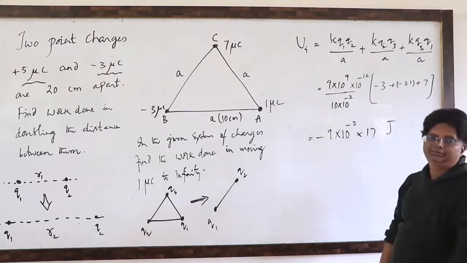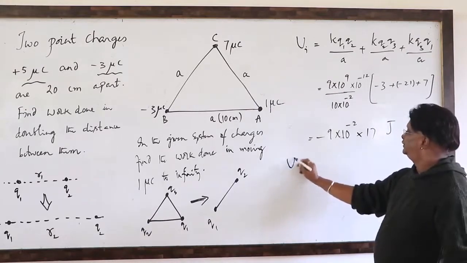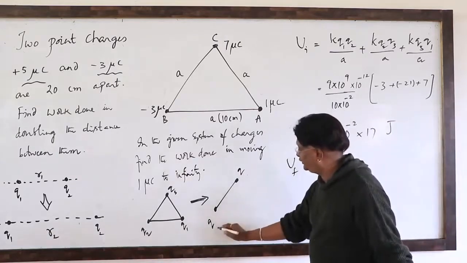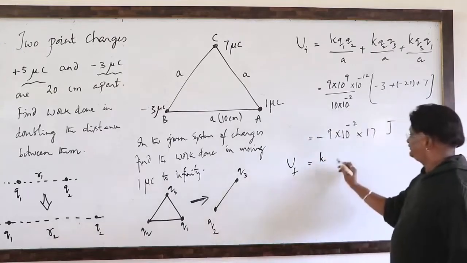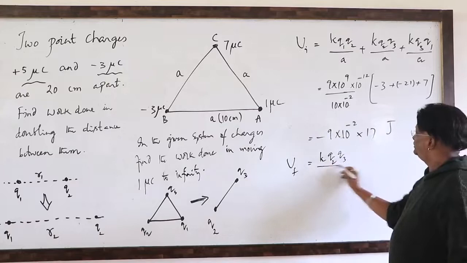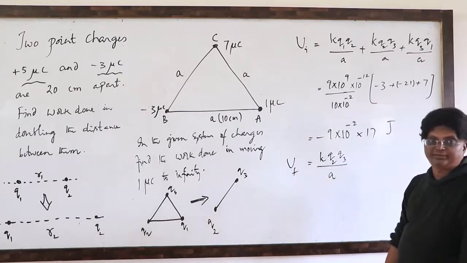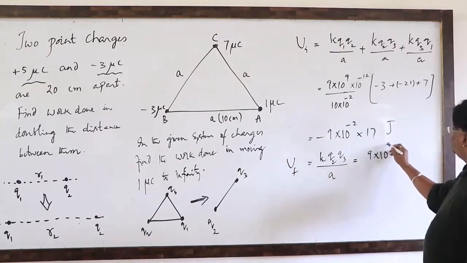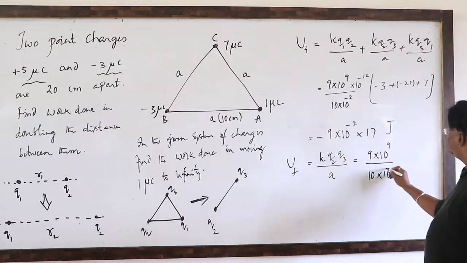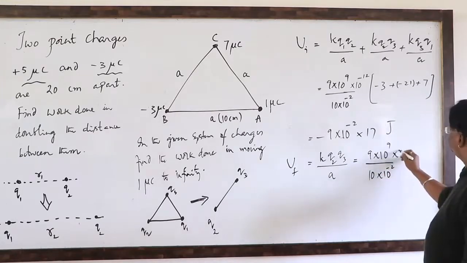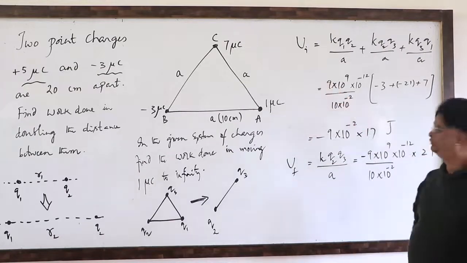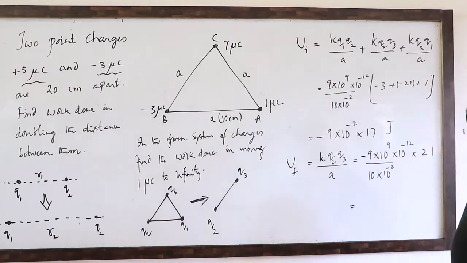This is what is UI. UI, and what is UF? Now UF is simply K, this Q1 is not there, that is Q2, Q3. UF is equal to K Q2 Q3 by A, because there are only two charges now. There are only two charges now, K Q2 Q3 by A. Therefore, this is 9 into 10 raised 9 by 10 into 10 raised minus 2. And Q2, Q3, this is 10 raised minus 12. Q2, Q3, you will get it as 21. Of course, friends, minus 21. So this is the final answer.